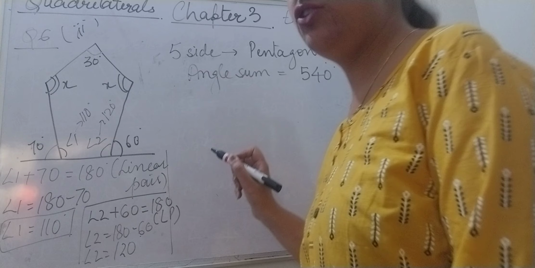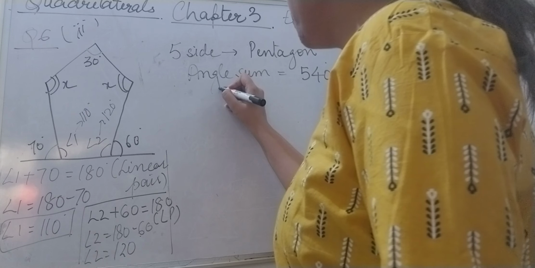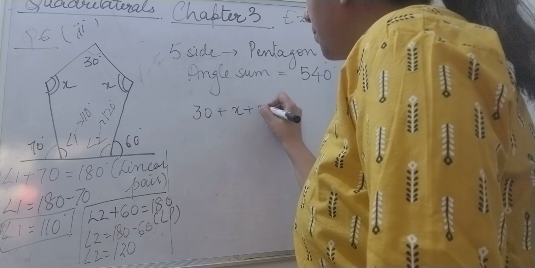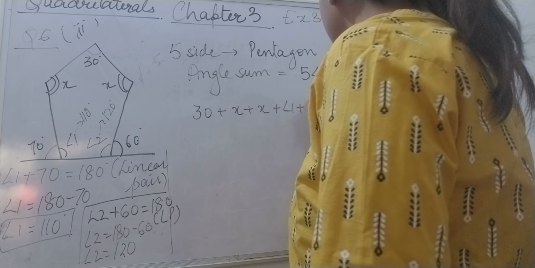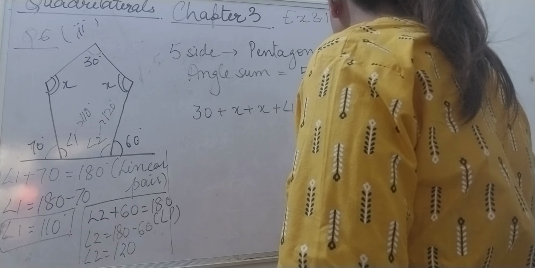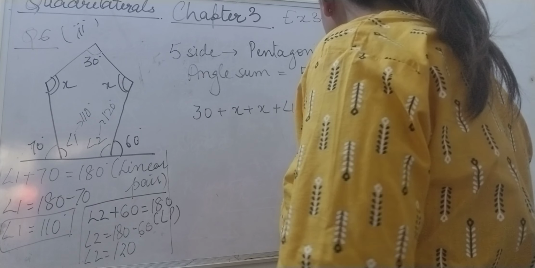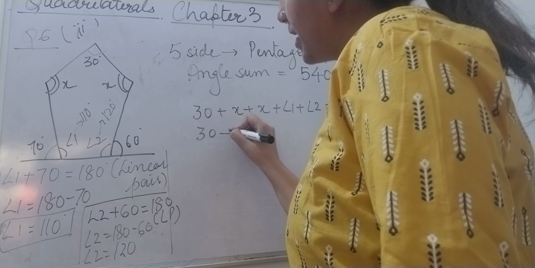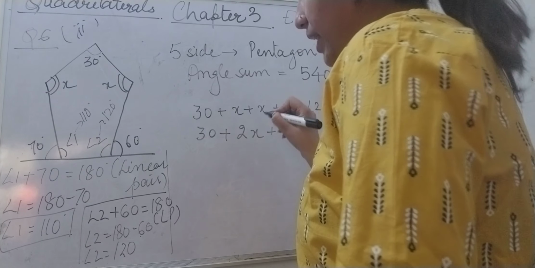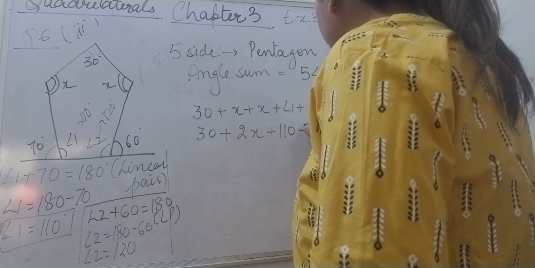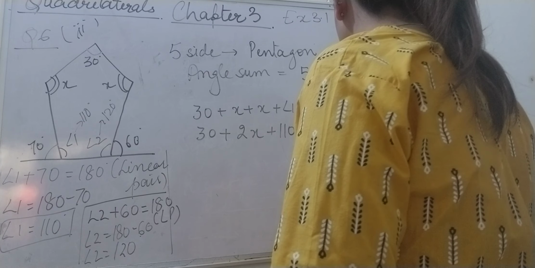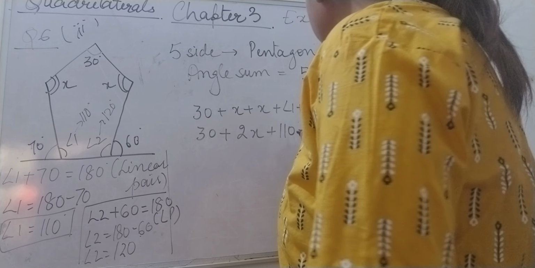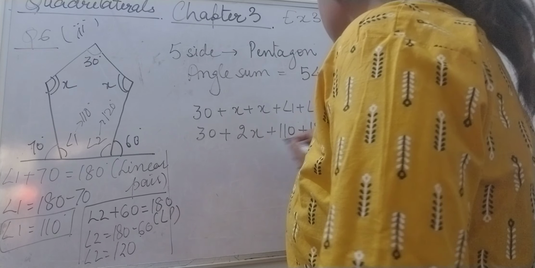Now we have got the value of angle 1 and angle 2. We are going to put in the statement: 30 plus x plus angle 1 plus angle 2 should give us the answer 540 degrees, because it is a pentagon with 5 angles. 30 plus x makes 2x. Angle 1 value we have calculated, 110. Angle 2 we have calculated, 120, equals 540. Let us add 140.